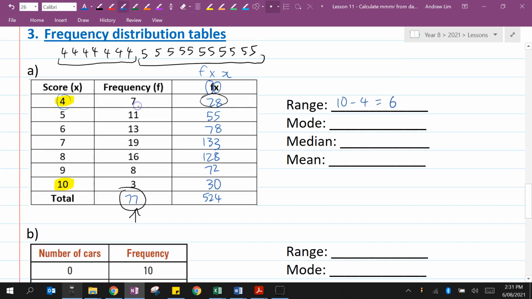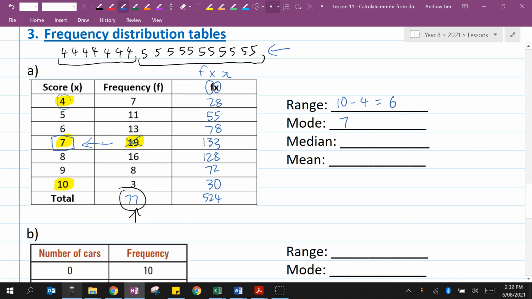Okay. The mode is the most common score. The most common score, I'm looking at the frequency because frequency is how often it occurs, is 19. So 19 is the highest frequency of which score? Of 7. Okay, so what that means is, up here when I wrote all of this, it's like writing 7 19 times. I'm just not going to do that. So that mode is the score, right? It's not 19. 19 just tells us how many times that occurs.